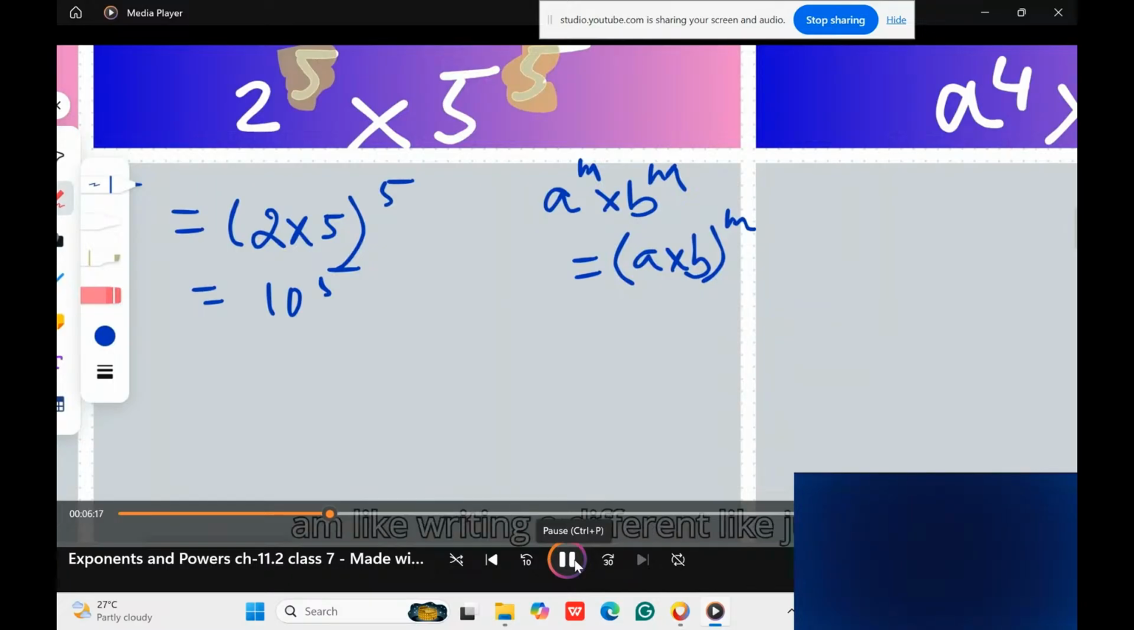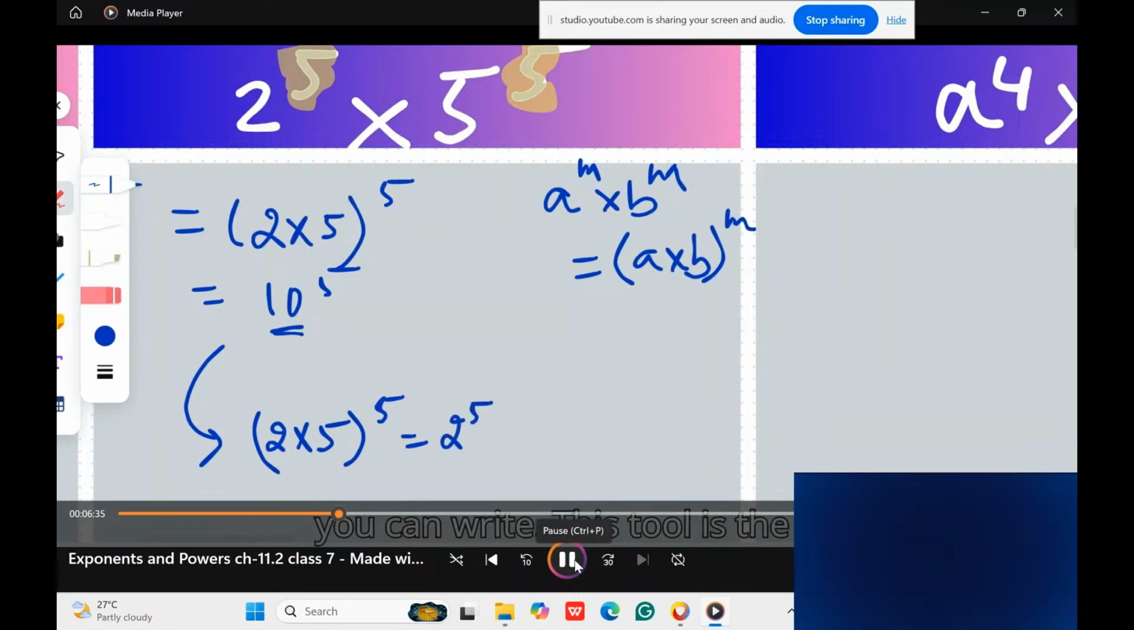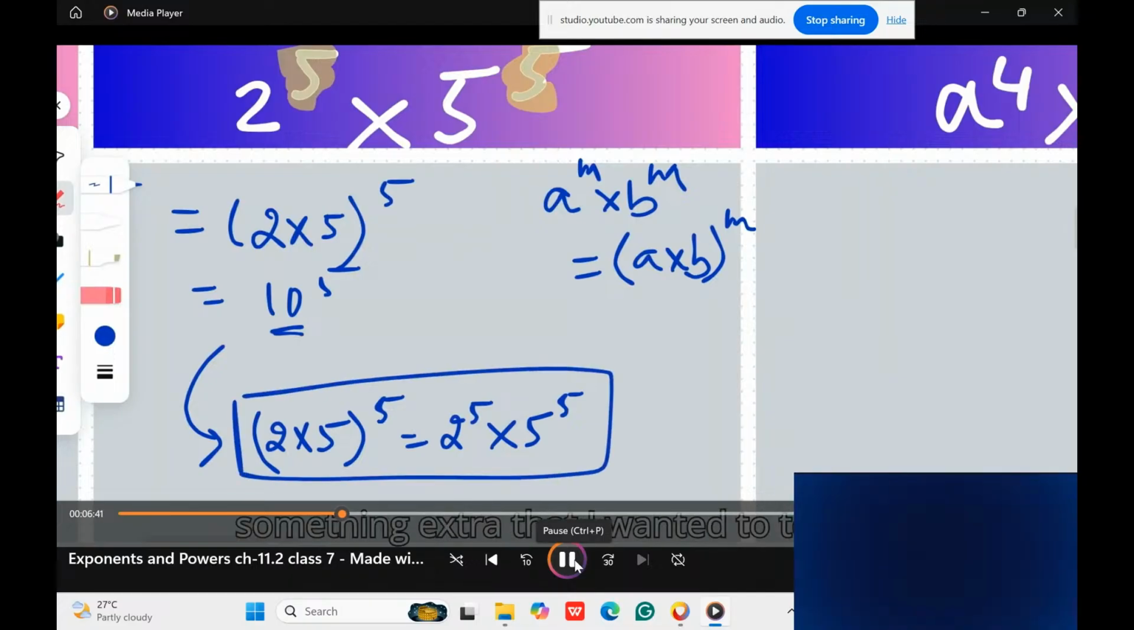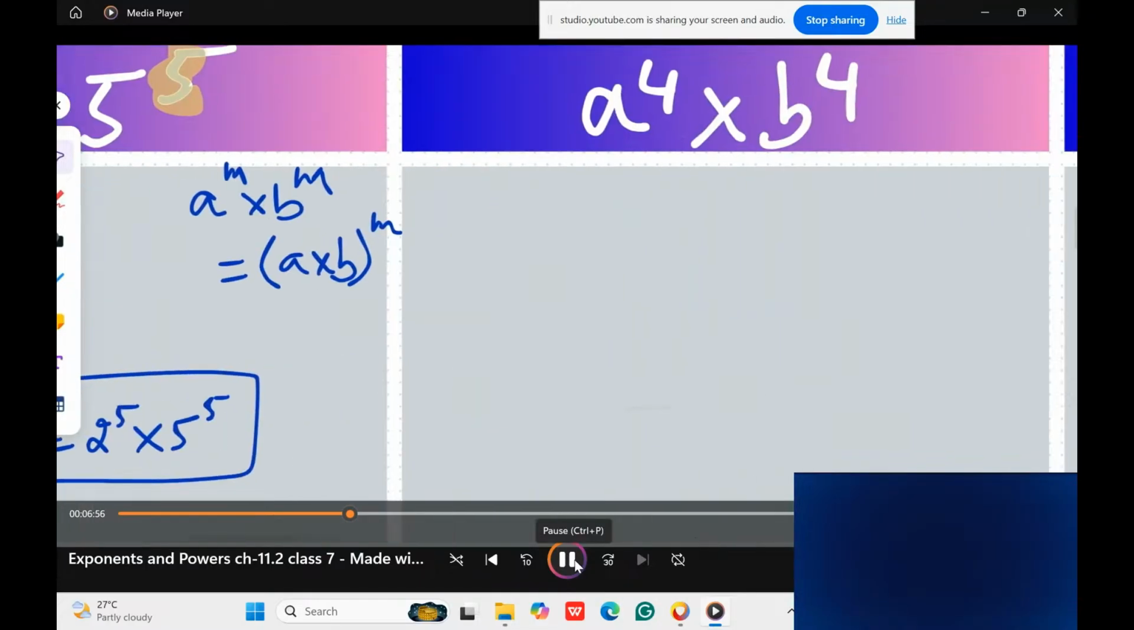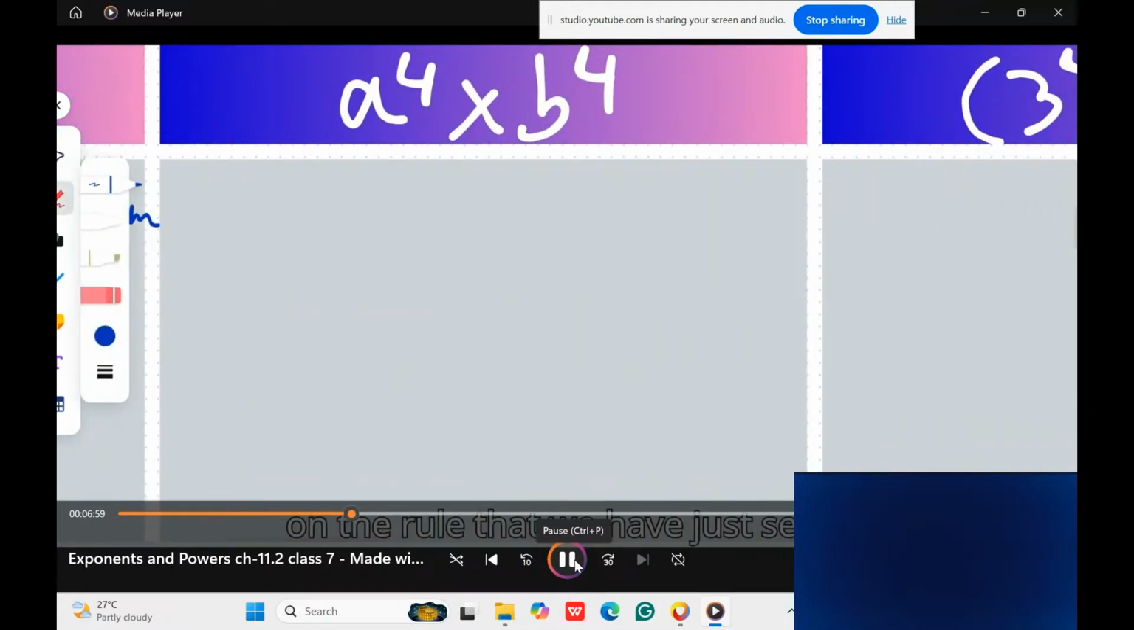Here I am just explaining what is happening. What is its implication? Its implication is that sometimes a question requires you to break down the number. So 10 can be written as 2 times 5, right? This is the prime factorization of that. So you can write this as 2 raised to the 5 times 5 raised to the power 5. This is something extra that I wanted to share with you, because such questions come. You'll see them later on. So you should be able to apply this rule. Fine. So this is another rule that we use. I hope you know this rule.